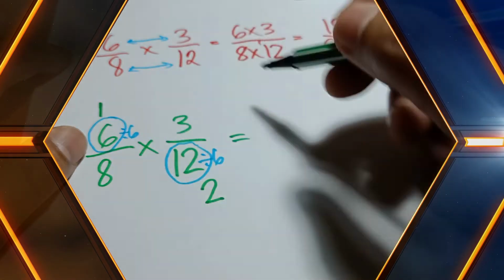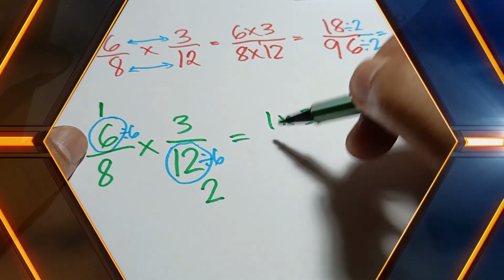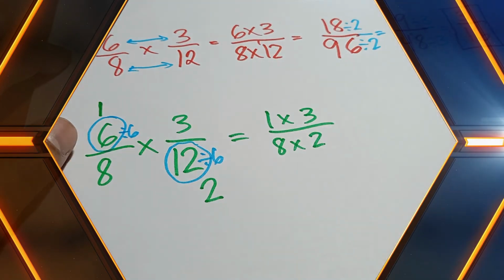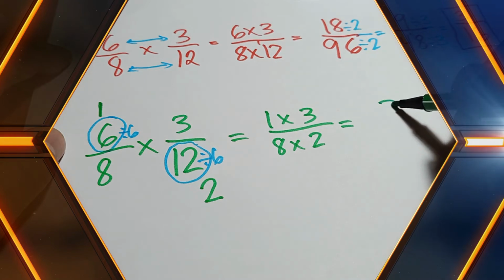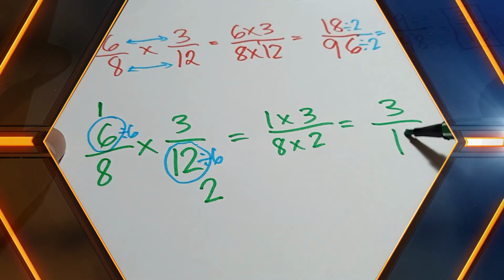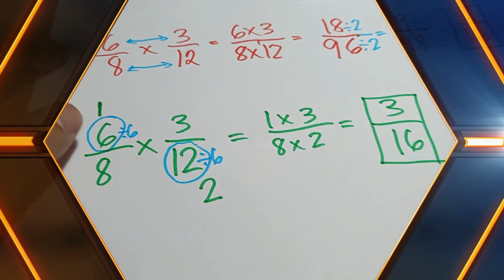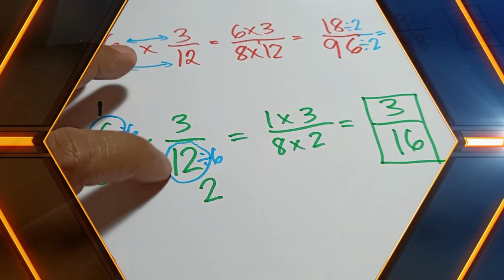So that is 1 times 3 over 8 times 2, right? So what is 1 times 3? That is 3. 8 times 2 is 16. And that is the answer when you multiply 6 over 8 times 3 over 12.